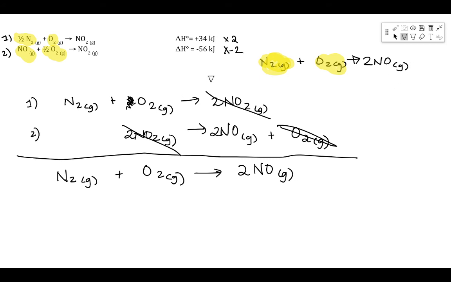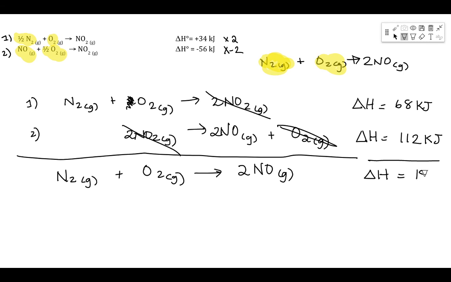Having decided that, I'm going to then bring in my numbers. For the first one, what I needed to do was multiply this by 2. When I multiply 34 times 2, I get 68 kilojoules. The second one was negative 56. I'm going to first flip the sign, so it's going to be a positive answer and times 2, right? So 112 kilojoules. And when I add those two together, I get delta H is equal to 180 kilojoules. So this is the delta H for this particular target equation.